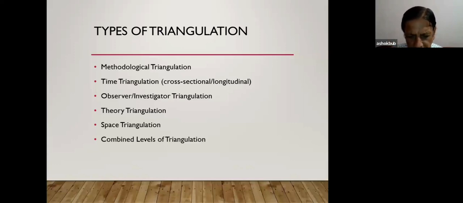Now, I'm tempted to give this particular example: if space triangulation is not made, what is likely to happen? Taking an example from psychological research, we find that everybody is bothered about stress. And whenever there is stress, individuals make use of certain coping mechanisms. An individual makes use of a particular coping technique, and by using it, the individual would be able to manage the stress.